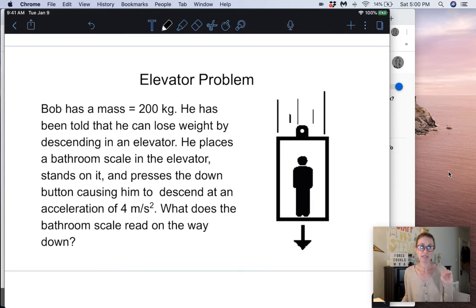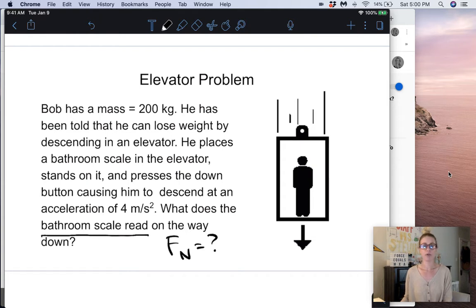He places a bathroom scale in the elevator, stands on it, and presses the down button, causing him to descend at an acceleration of 4 meters per second squared. What does the bathroom scale read on the way down? Now, whenever they're asking for what the bathroom scale reads, what they're asking for here is the normal force.